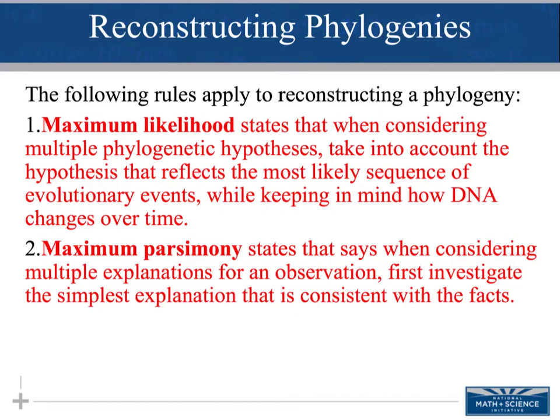Well, there are two rules that you have to follow. The first rule is called the rule of maximum likelihood, and the second one is called the rule of maximum parsimony. Maximum likelihood says that when you think of all of the different hypotheses that you have in front of you, take into account the hypothesis that reflects the most likely sequence of evolutionary events, while keeping in mind how DNA changes over time. So in other words, choose the one that makes the most sense.